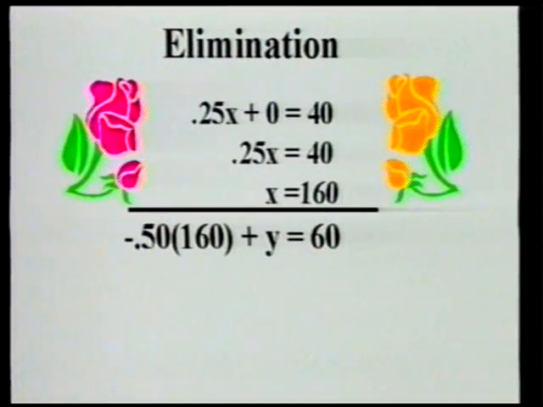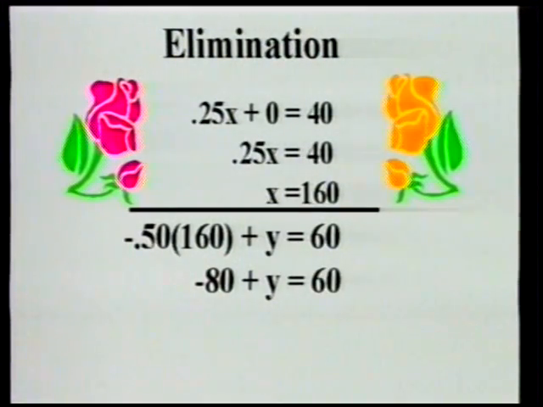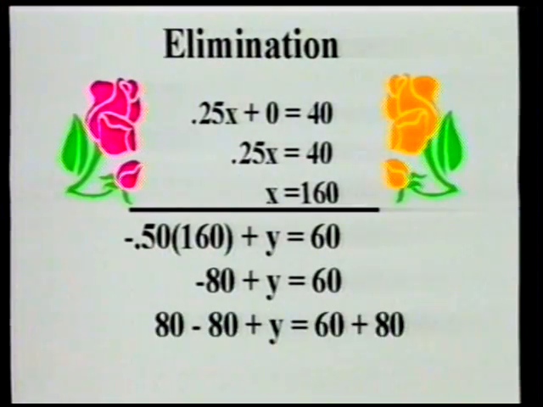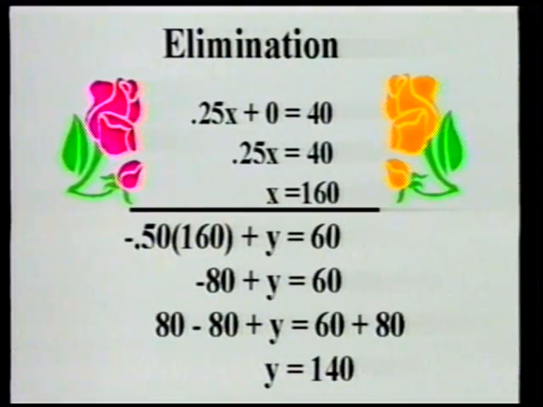Now, if we take the 160, substitute it back into the equation negative 0.5x plus y is equal to 60, replacing the x with 160, and solve that equation for y, we'll end up with negative 80 plus y is equal to 60. Of course, we have to add 80 to both sides of the equal sign, resulting in y equaling 140. Again, our break-even point of x is 160, y is 140, has been found using another process, the process of elimination.